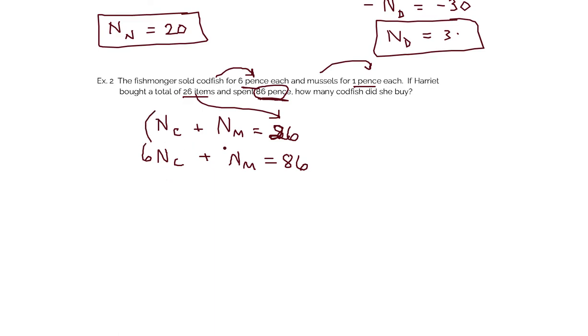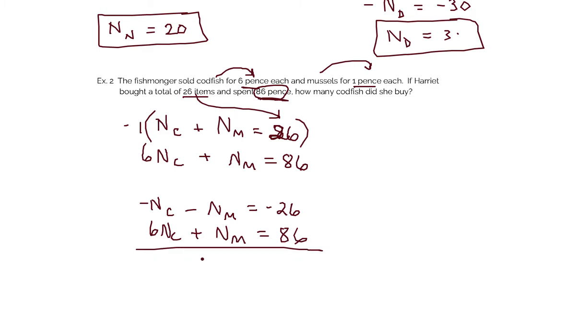So we're going to multiply this by a -1, because you can see these are opposite. So number of codfish, negative number of codfish, minus the number of mussels equals negative number of items. And we have 6 number of codfish plus number of mussels equals 86. And from here on out, it's just a subscripted elimination problem. So we get 5 number of codfish equals 60, and the number of codfish equals 12.